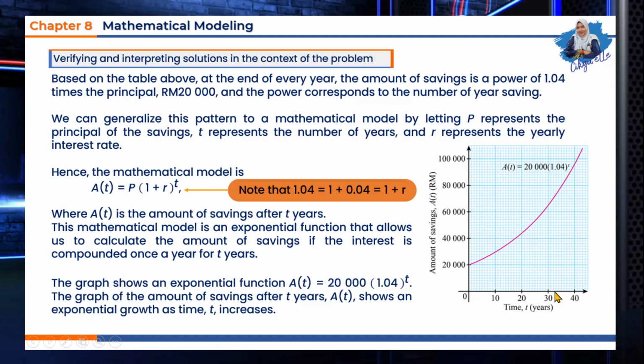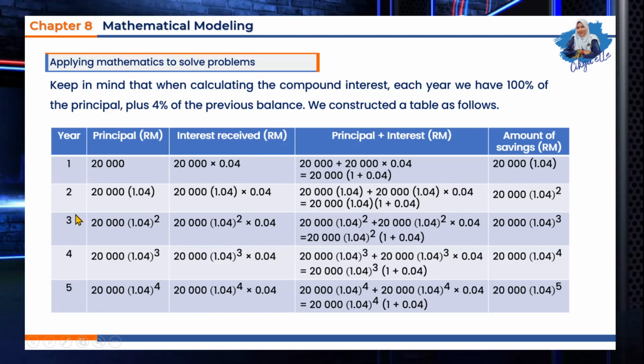Now we have to verify the model that we went through by applying the mathematics. We have to verify and interpret the solution in the context of the problem. Based on the table, at the end of every year, the amount of saving is a power of 1.04 times the principal. The principal is 20,000 and the power corresponds to the number of years of saving. For the third year, for example, the principal is multiplied by 1.04 to the power of 3, where the power of 3 is the number of years.